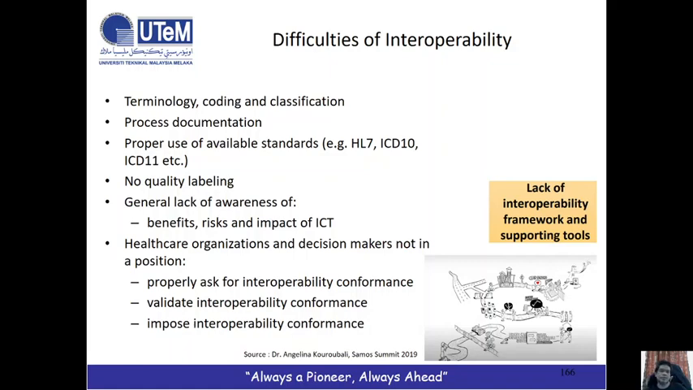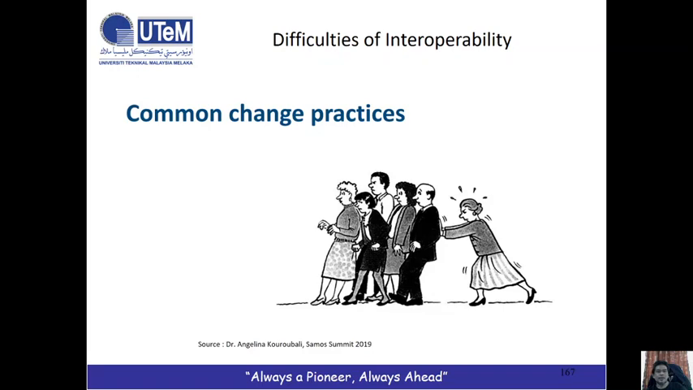From the list of difficulties of interoperability implementation, I think the three most important things that need to be implemented are the terminology standard, people, and process. This is very important. You can see this cartoon. People is very important. When we want to make changes, nobody is willing to adapt. It is very difficult to adapt, and most of them will be reluctant to accept the change.